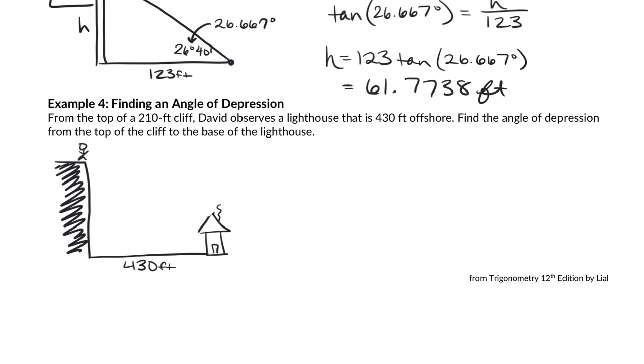Okay. Find the angle of depression from the top of the cliff to the base of the lighthouse. So remember, from the top of the cliff to the base of the lighthouse, we are looking for this angle. That's an angle of depression. Depression goes down from the horizontal, looking down. So from the cliff looking down, we're looking for that angle theta. Oh, I forgot what number. How tall is my cliff? I should have labeled that.